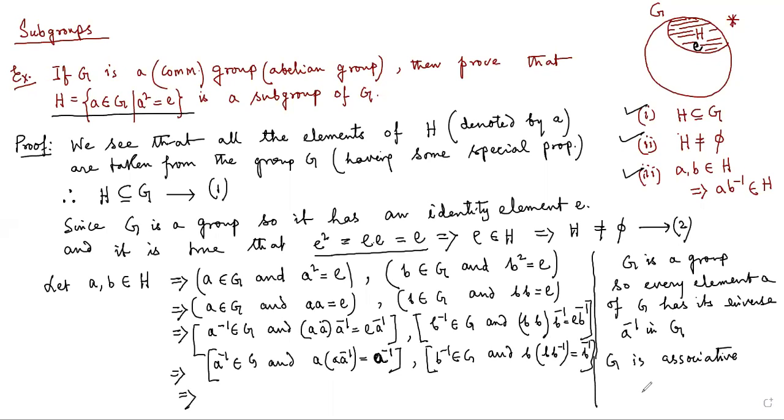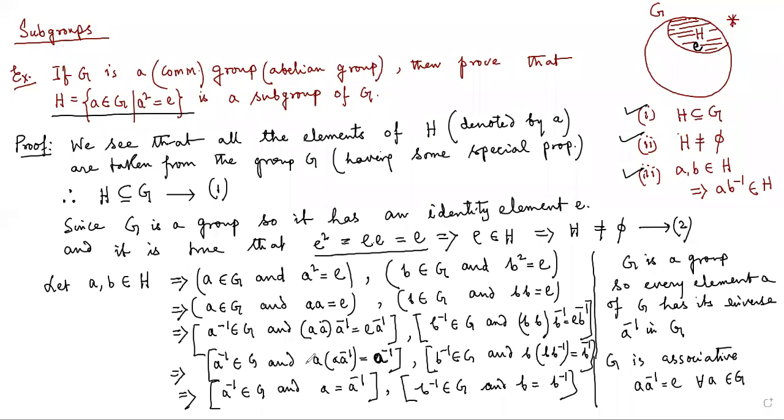Again, you know that a inverse into a is equal to e for all a belonging to G. So therefore, we can write it as a inverse belonging to G and a is equal to a inverse, which is from this particular side, and from that particular side, we are going to get b inverse belonging to G and b is equal to b inverse. So up to this, we have done.